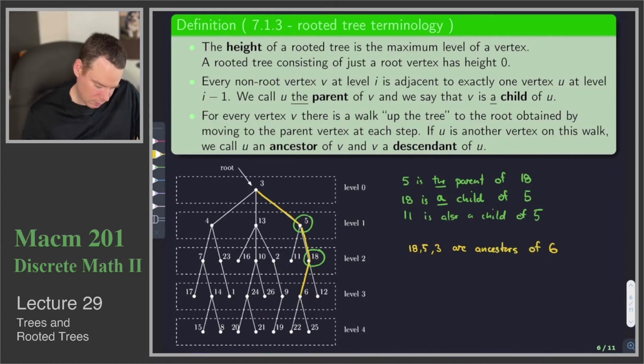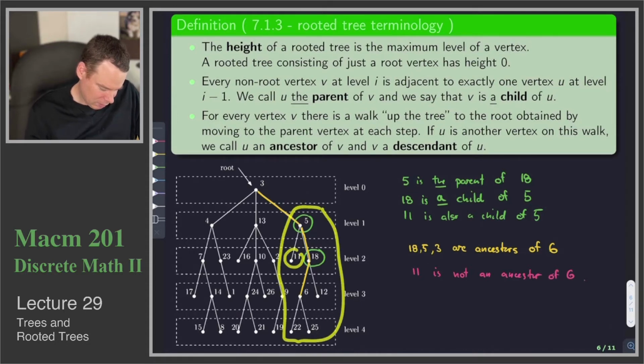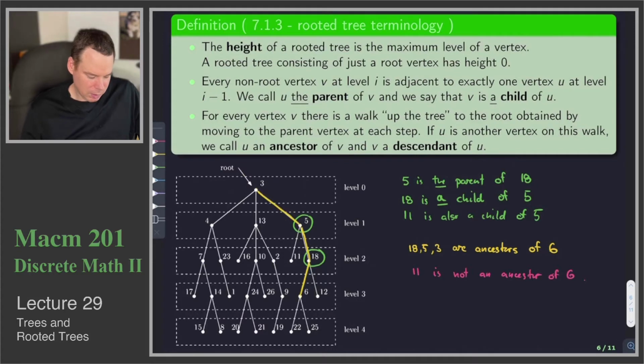Note that 11 is not an ancestor of 6. The reason is that even though 11 is seemingly sitting above 6 in this subtree that's sitting here, it's not on the path that takes 6 back up to the root 3.